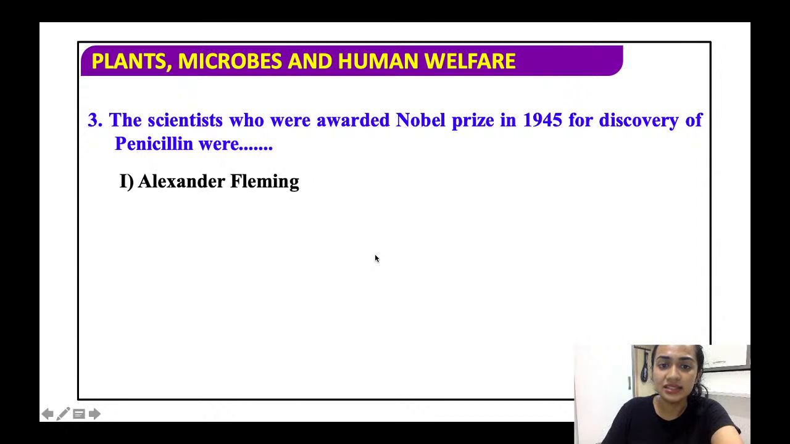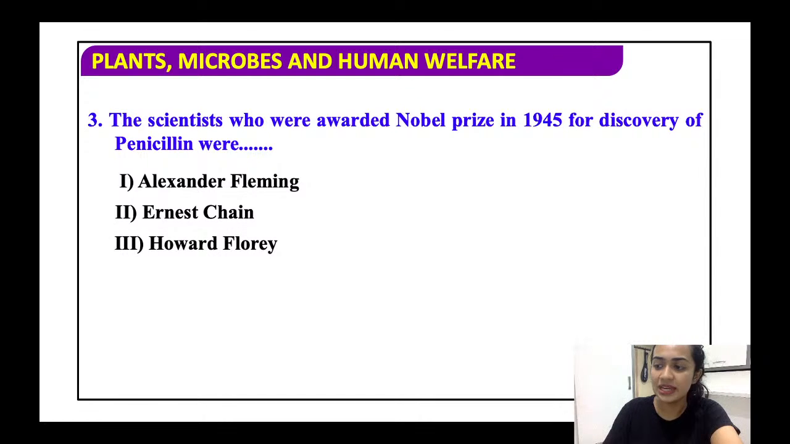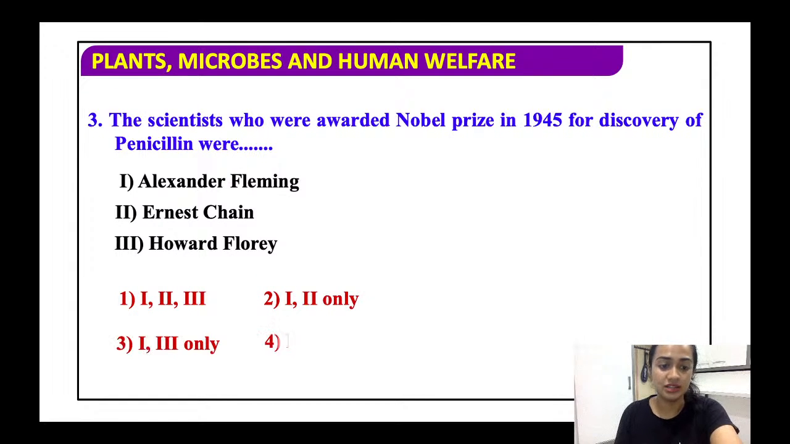Now, the scientists who were awarded the Nobel Prize in 1945 for the discovery of penicillin were Alexander Fleming, Ernst Chain, Howard Florey. Now, in this question many people get confused because we are only familiar with the name of Fleming, that is Alexander Fleming, because he was the one who witnessed the incident, but Ernst Chain and Howard Florey have equal contribution in discovering it, all right, and all 3 of them together were awarded the Nobel Prize. So your answer is 1, 2 and 3.